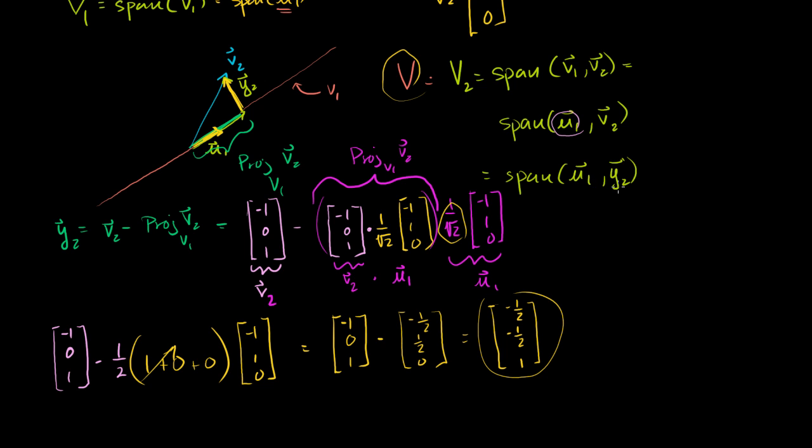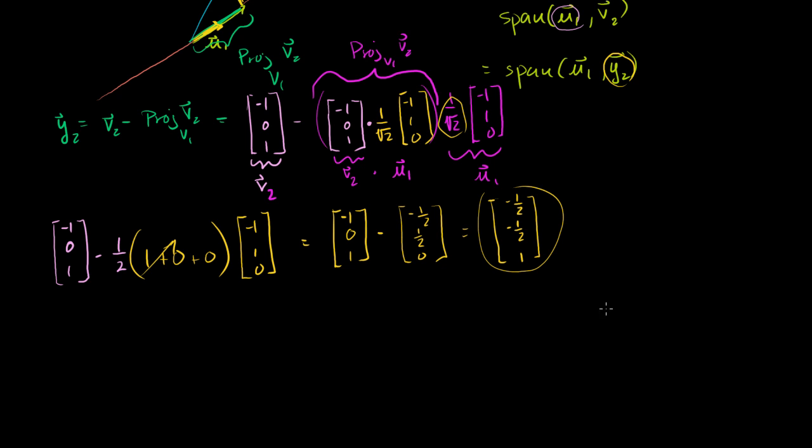But we don't have an orthonormal basis yet. These guys are orthogonal with respect to each other, but this guy does not have length 1 yet. So to make it equal to length 1, let's replace him. Let's define another vector, u2, that's equal to 1 over the length of y2 times y2. So what is the length of y2?